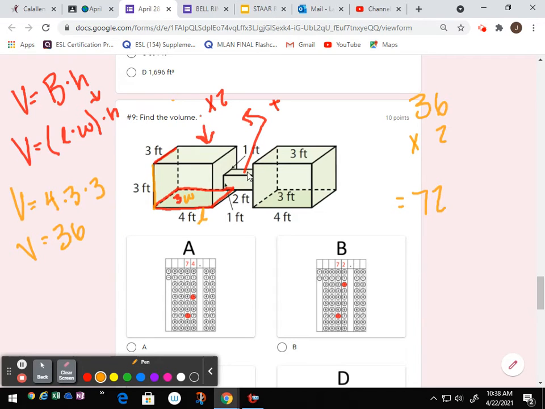All right, so now we need to find this smaller one. Let's draw it over here real quick. So we have this little rectangle or prism right here. Okay, all right, so it says this length right here is 2.